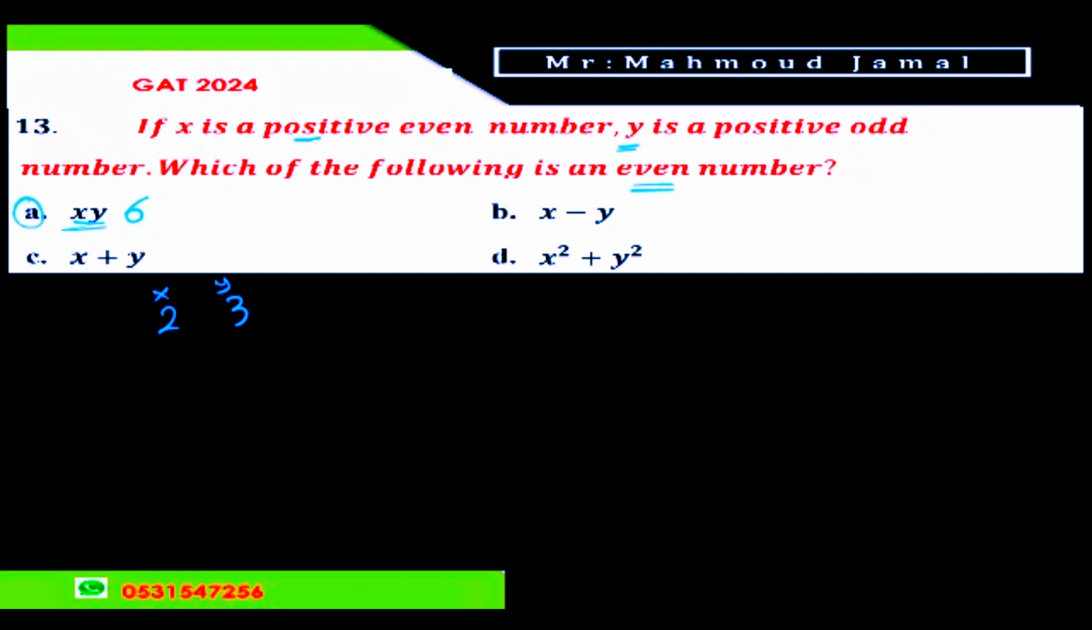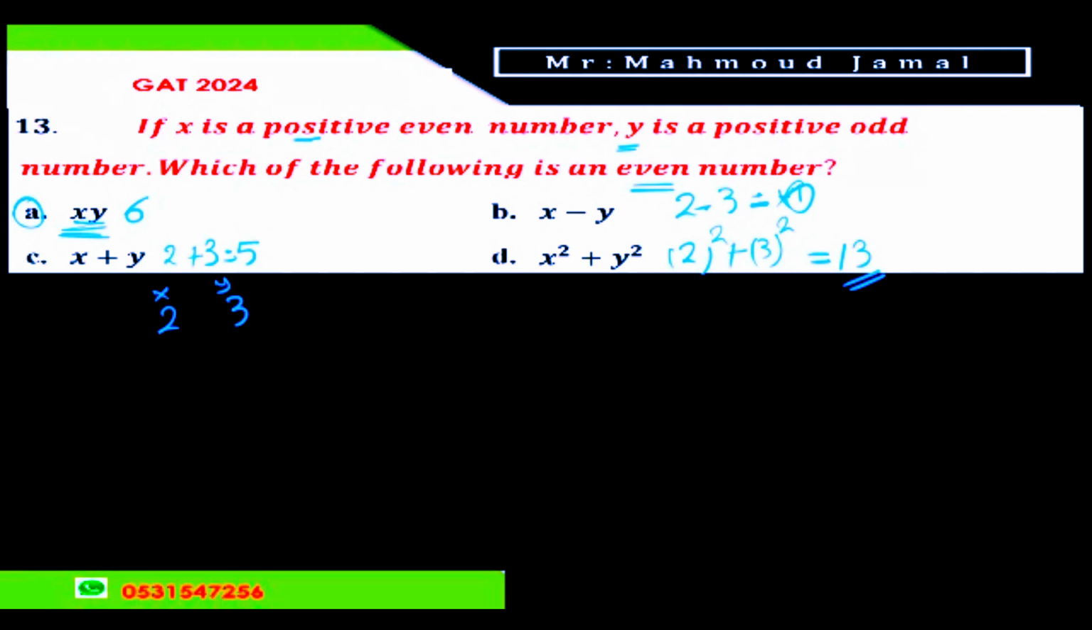If you take this one, 2 minus 3, it equals -1. Forget the negative, this is not right. X plus y, 2 plus 3, equals 5, an odd number, not even. X power 2 is 2 power 2, plus 3 power 2. 2 power 2 is 4. 4 plus 9 equals 13. This is an odd number. Only if we multiply x times y do we get an even number.